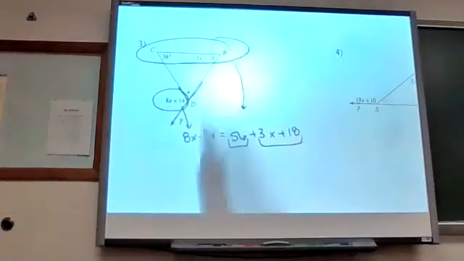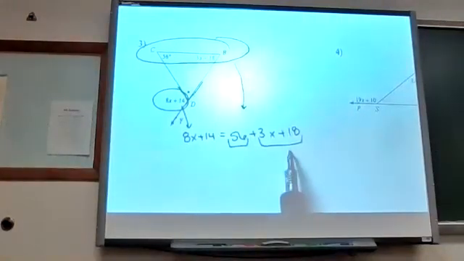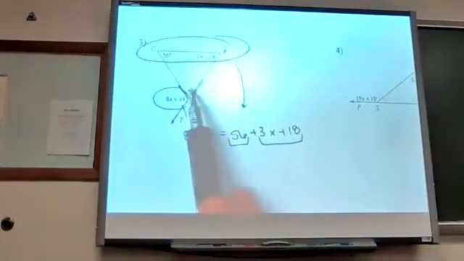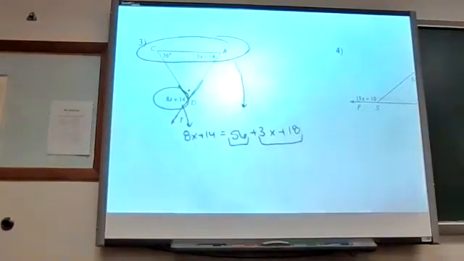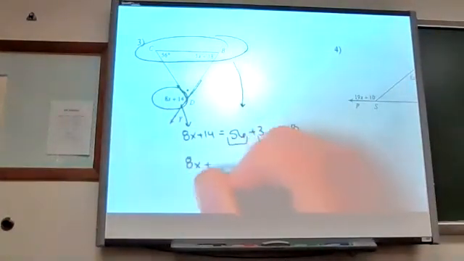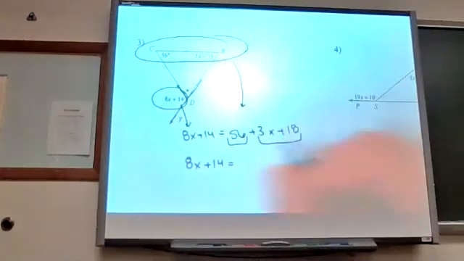My exterior angle equals the sum of my two remote interior angles. Remote meaning it's not this angle here that's attached to it. So 8x plus 14 equals 3x plus 60 plus 14, which is 74.